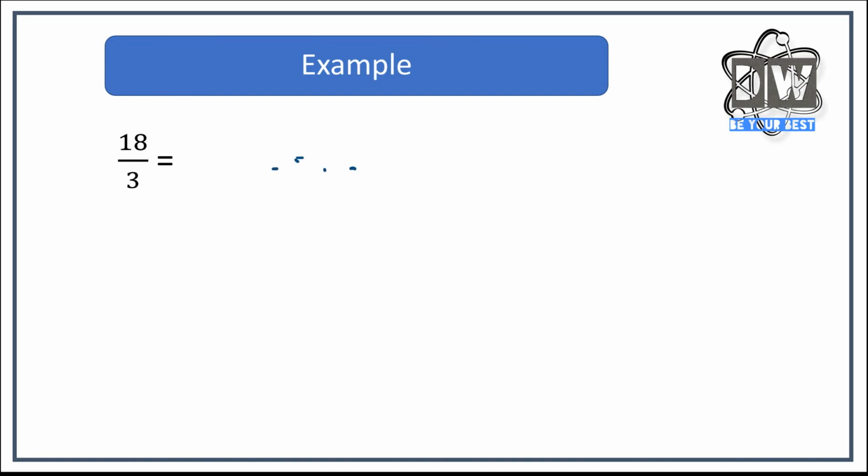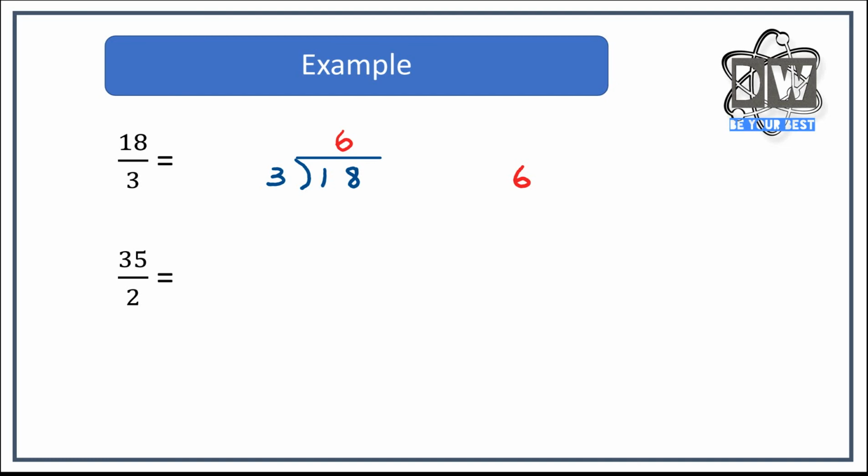So here we go. We've got 18 divided by 3. How many 3's go into 18? Hopefully you know it's 6. And this is where sometimes we just get a whole answer. So the answer is 6. We don't need to do any more than that. Next question, pause it, give it a go, come back and see if you've got it right.